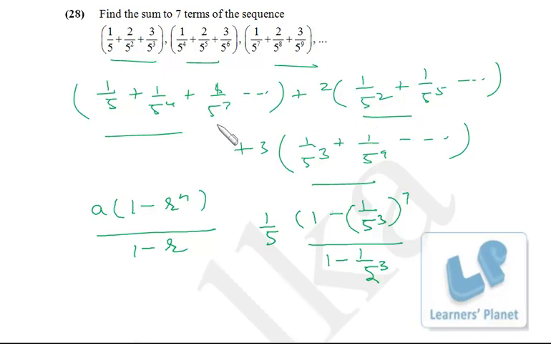Okay. So we just have to find the sum till 7 terms. This and this, so precisely this thing will remain the same. Just find the sum and you can simplify. I'm not going to do the entire sum over here. I have just shown you how to proceed.